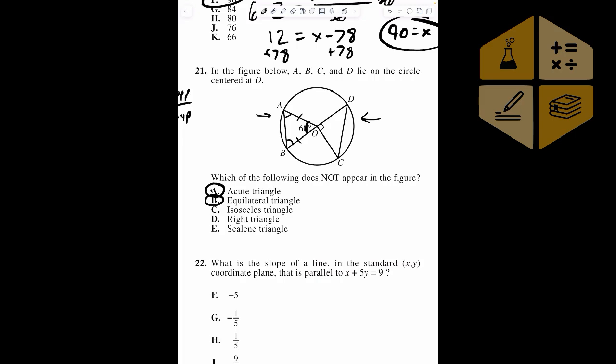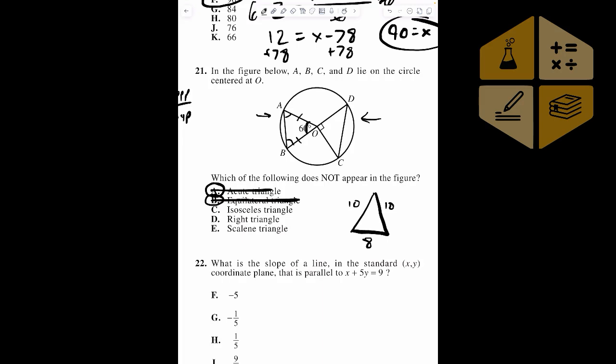I don't know why I circled them. I guess I could cross them off, but we know it's neither of those two. Letter C says an isosceles triangle. An isosceles triangle is a triangle where two of the side lengths are the same. A triangle like this, if this was 10 and this was 10 and this was 8, would be an example of an isosceles triangle.